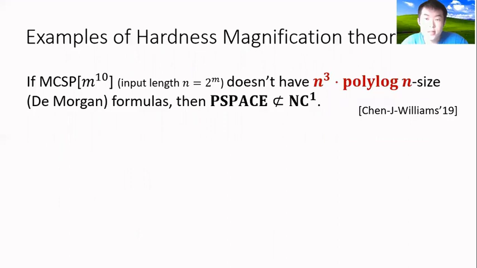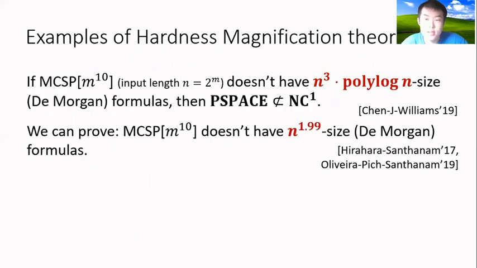Here is another example. This theorem requires to prove a slightly supercubic size formula lower bound for MCSP m to the 10th. For this language, currently the best lower bound is slightly subquadratic. It is much better than the trivial bound, but it still has a large n to the 1 plus epsilon gap from the magnification threshold.